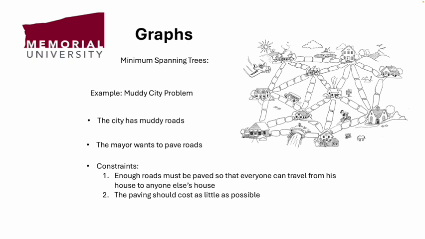Make sense? For example, each house we can treat as a vertex. Each of the roads, the muddy roads, we call an edge. So in that case, we want to find the minimum spanning tree. First, all the houses are able to connect. Second, the total weight is minimum. So this can satisfy the constraints. That's the simplest example we use in real life.